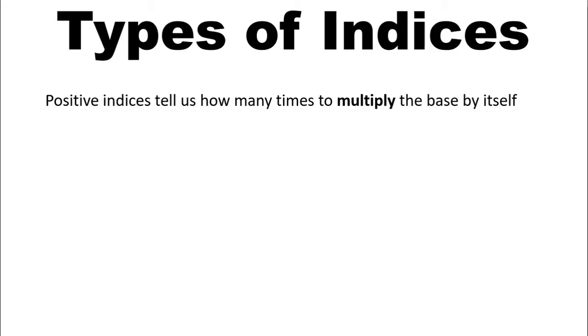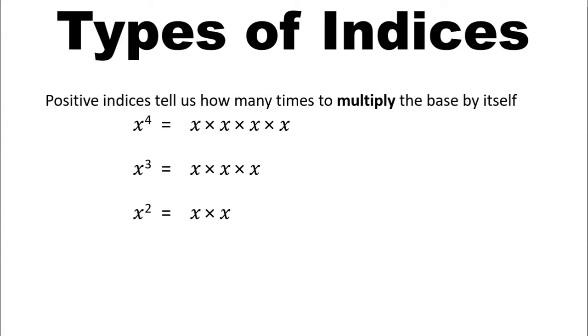Let's get started. First of all, let's go over the different types of indices that we could have. Positive indices tell us how many times to multiply a base by itself. For example, x to the power of 4 means multiply 4 x's together. X to the power of 3 means multiply 3 x's together. X to the power of 2 means multiply 2 x's together. You see where I'm going with this, but I'm going to keep going.